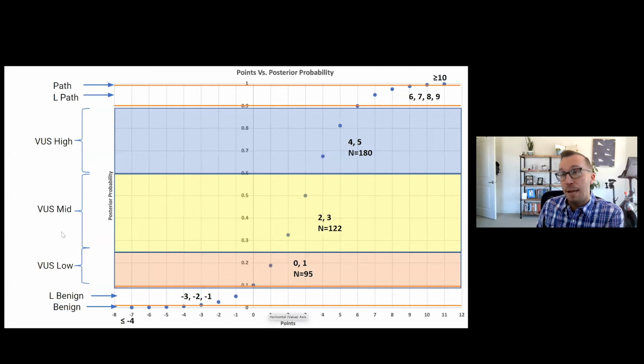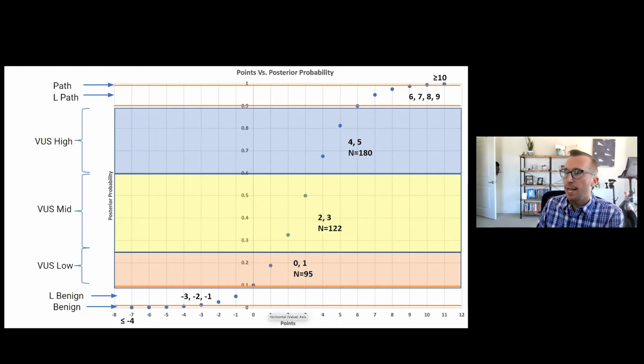And then the last option would be to split VUS into three categories: high, mid, and low, where high would be 4 and 5 points, mid 2 to 3, and low 0 to 1. So somewhat equal distribution within the VUS for three separate categories.